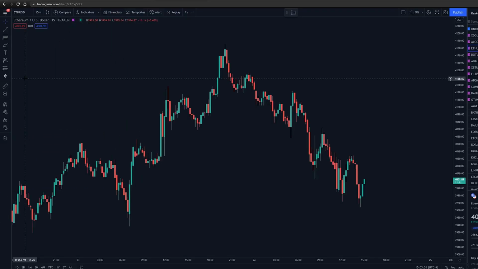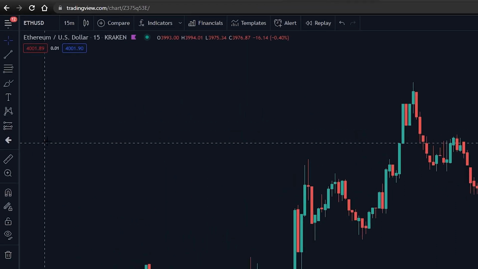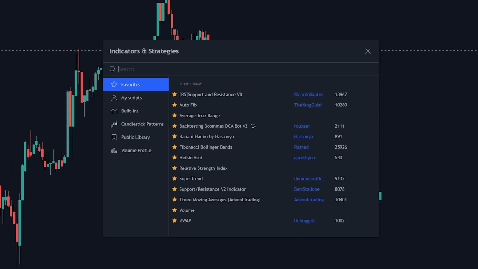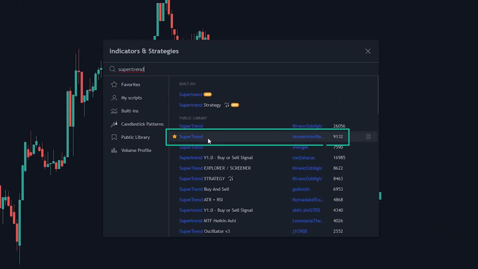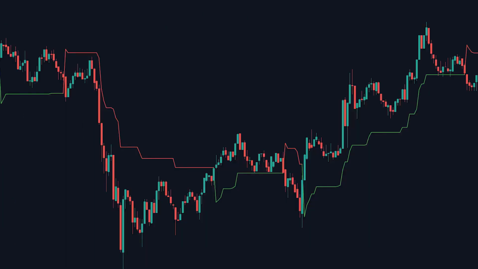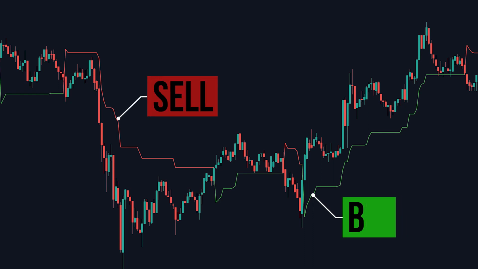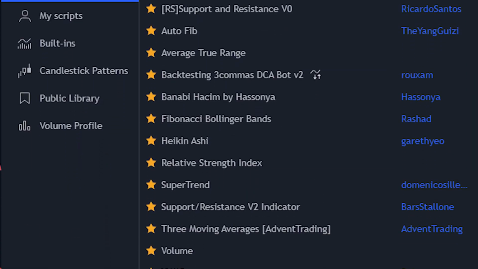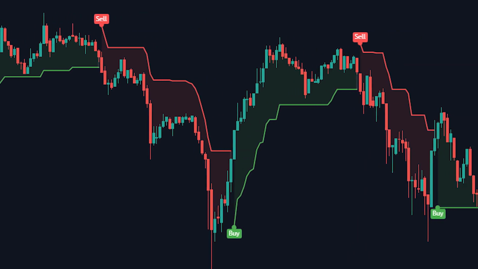First, let's add this indicator to our chart. To do this, just go to the Indicators tab on TradingView, type in Super Trend, and make sure you select this one right here. It's probably one of the easiest indicators to use on the planet. When the lines are green, you buy. When the line is red, you sell. Pretty self-explanatory. But just like any other indicator, this indicator by itself has some problems.